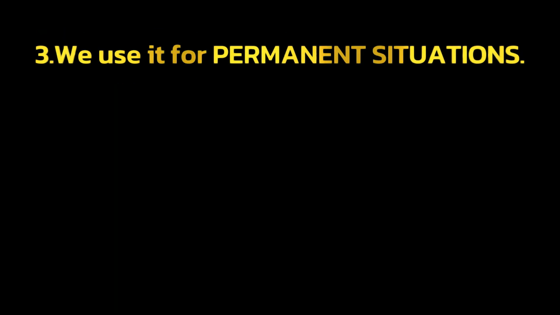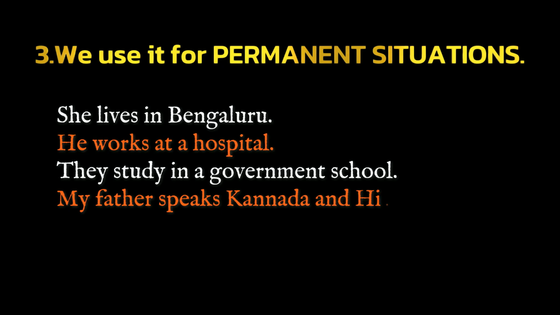Next, we use it for permanent situations. These are things that are true for a long time. Examples: she lives in Bengaluru. He works at a hospital. They study in a government school. My father speaks Kannada and Hindi. These are not temporary, they last for a long time.